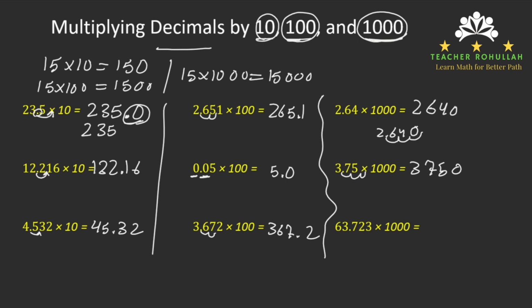The third example in this column is 63.723. So when we multiply it by 1,000, the decimal point moves 3 places to the right. So the number which we get as a result is 63,723. This is all about multiplying decimals by 10, 100, and 1,000.